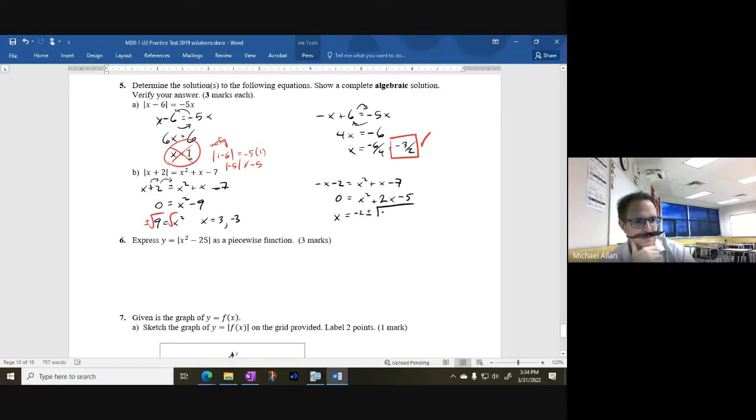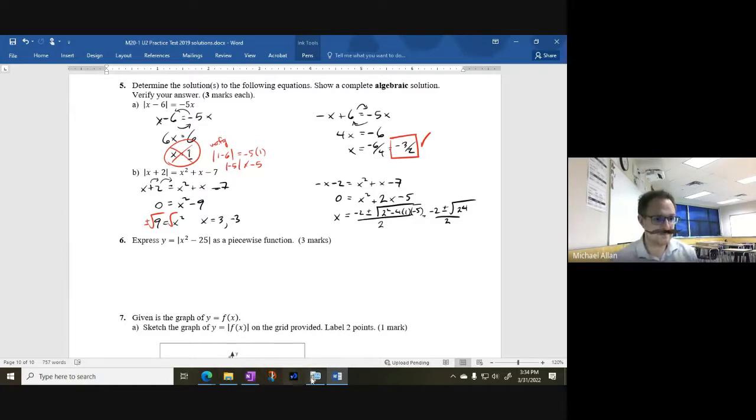B squared, 2 squared, this is 4, minus 4 times A times C. There are solutions to this one because the discriminant is a positive number. It's not the nicest numbers in the world. Let's see what we got here. 4 plus 20, 24. There's my two answers. Now, you know how I'm going to verify this?